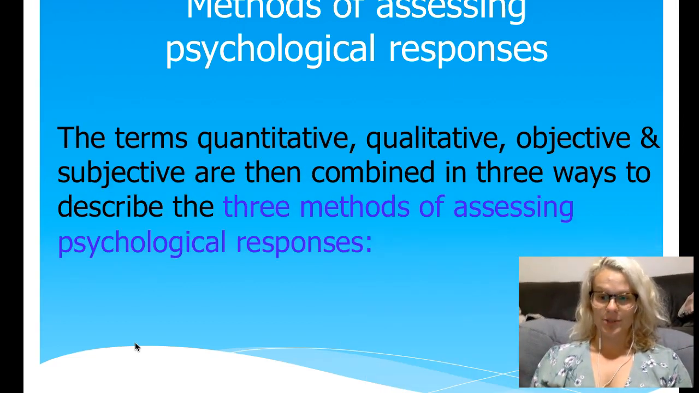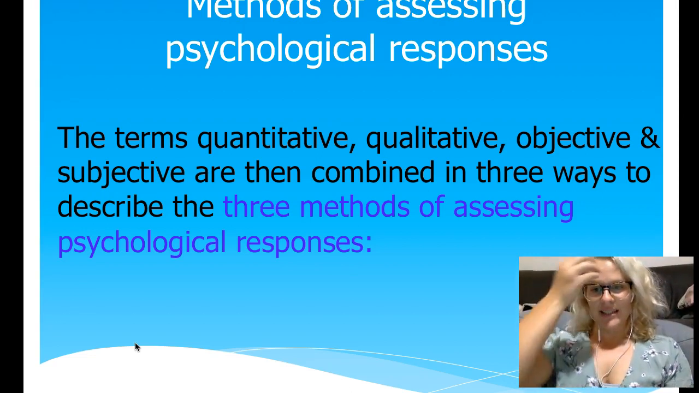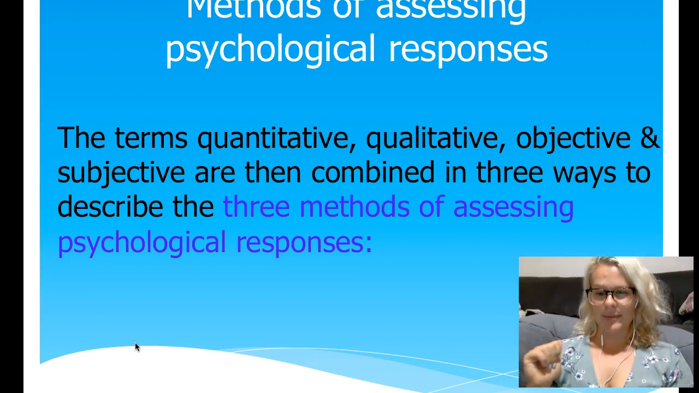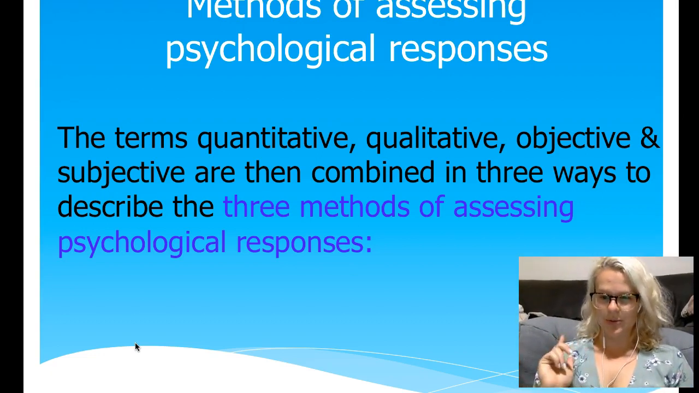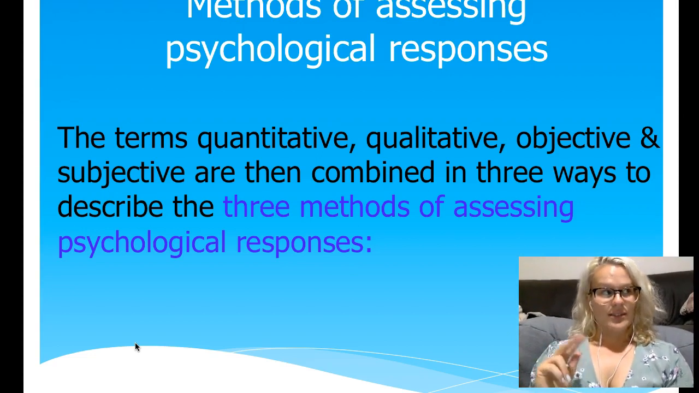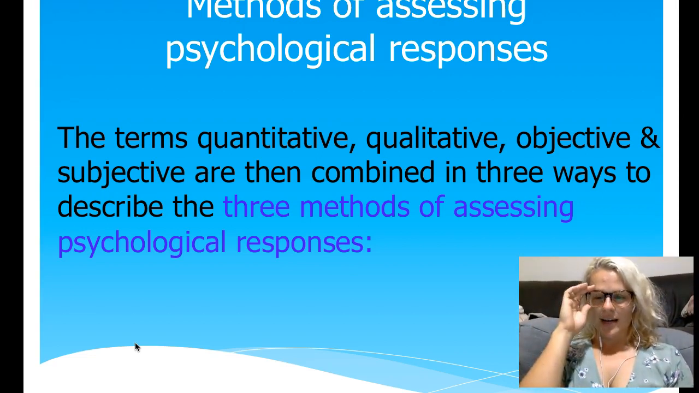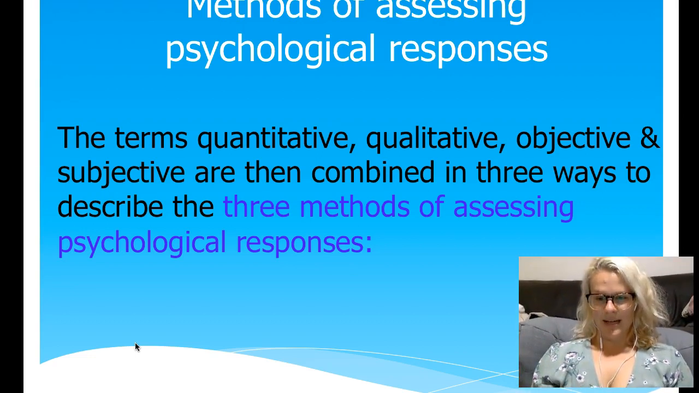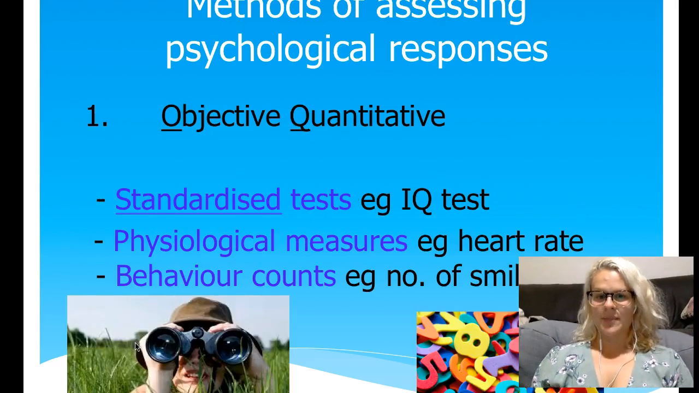Okay, so there's the 4 terms that you need to remember. Those 4 terms are then put together to make it even more difficult, but if you do remember them individually and by themselves, then it'll make it easier to remember when they're put together. So remember, there's quantitative, which is numerical, qualitative, which is language, subjective, which is from the participant themselves, their self, and objective, which is observable and they don't have to do anything.